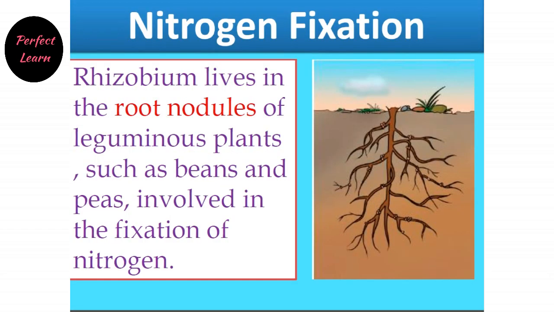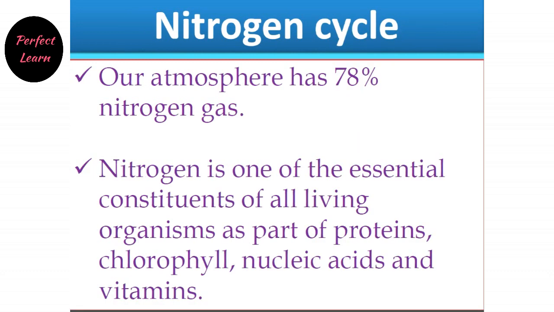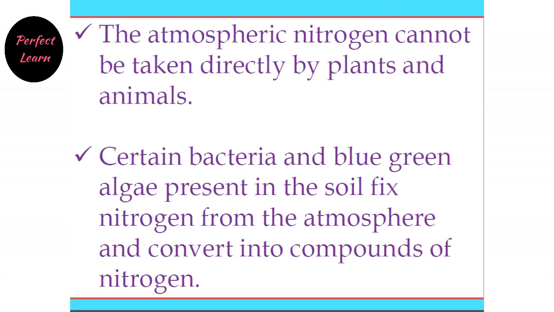Nitrogen fixation. Rhizobium lives in the root nodules of leguminous plants such as beans and peas and is involved in the fixation of nitrogen. Nitrogen cycle. Our atmosphere has 78% nitrogen gas. Nitrogen is one of the essential constituents of all living organisms as part of proteins, chlorophyll, nucleic acids, and vitamins. The atmospheric nitrogen cannot be taken directly by plants and animals.